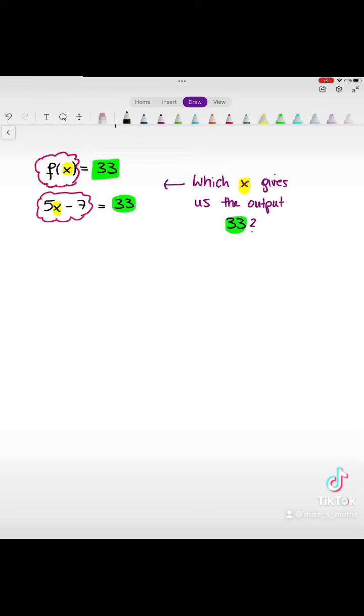And that means we will now have a linear equation, 5x minus 7 is equal to 33, that we can now solve for x. And when we solve this equation, we will then know which x value was originally used to find this output value 33.